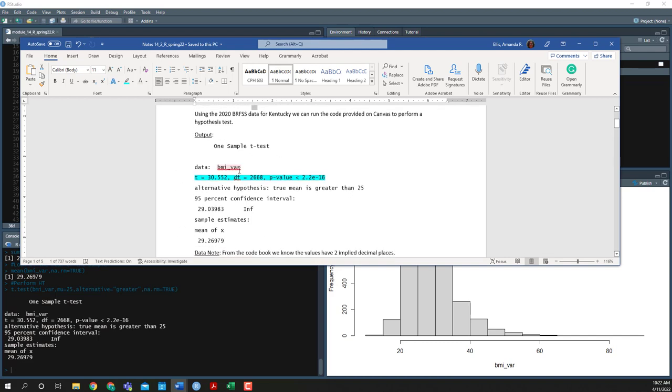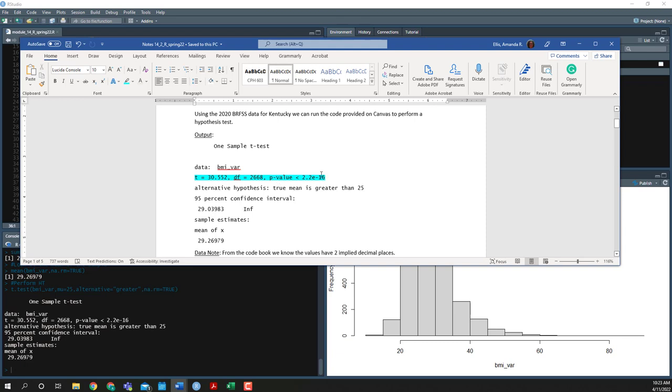So a couple things to notice here. One, it's going to give us the mean of our sample, so there's that 29.27. We also get a confidence interval, which we've seen previously. And then highlighted here in teal are the results of the hypothesis test. And so notice here that we do have a very small p-value.